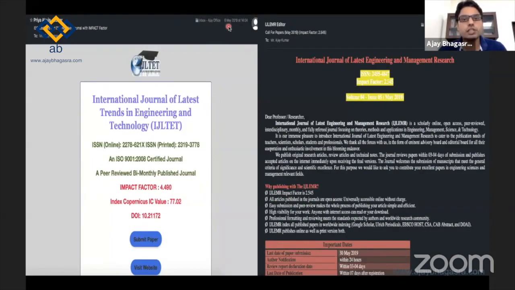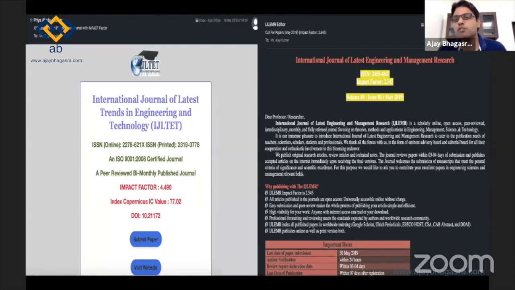It was received on 6 May 2019. This journal says I have an impact factor of 4.90. They call themselves peer reviewed, a bi-monthly published journal. I don't know what the source of their 4.49 is. So I leave it to you. I will not speak much on that.